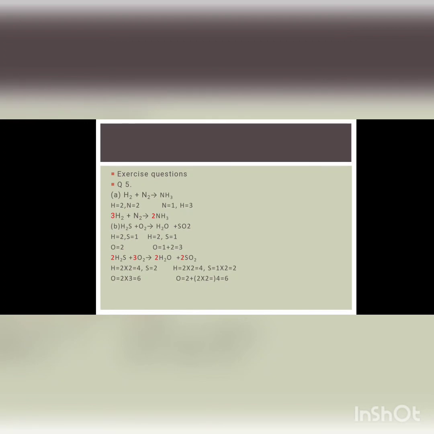We can balance it by placing 2 in front of NH3 and 3 in front of hydrogen. Next reaction, hydrogen sulfide combining with oxygen forming H2O plus SO2. We can do so by balancing the greatest number, that will be in case of oxygen, and that you can easily find out how we can balance it.